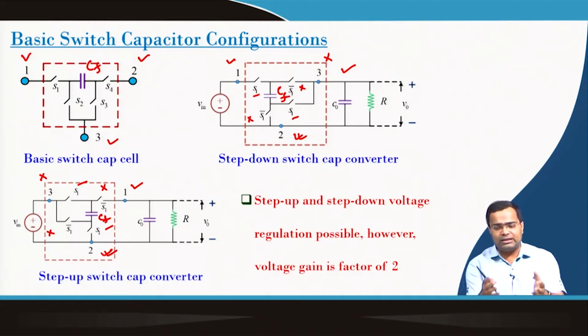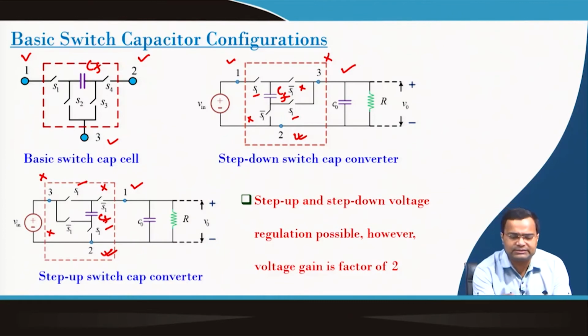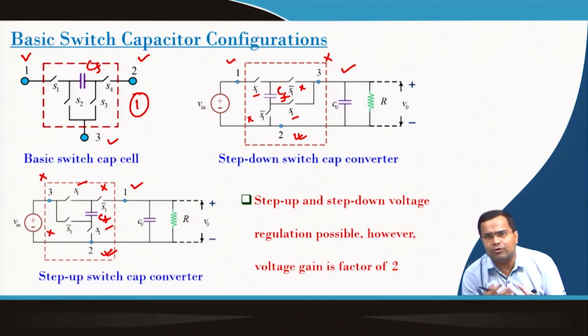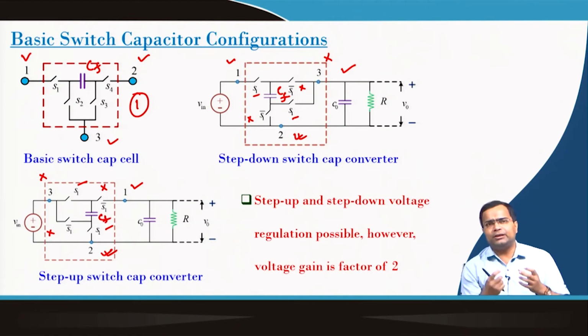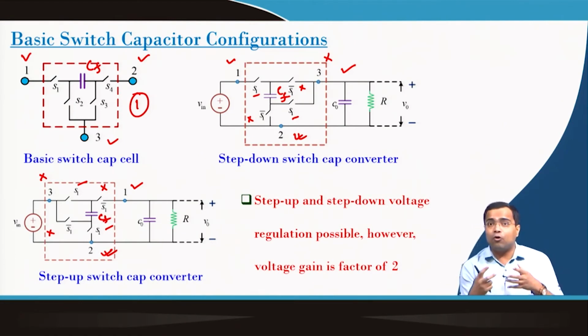However, in these 2 cases, we can achieve step up or step down only by a factor of 2. That means we are using only one cell. If you want to achieve, let us say, step down of 1/4, we need 2 such cells. If you want to achieve step up of 4, like 2 squared, we need 2 cells like that.